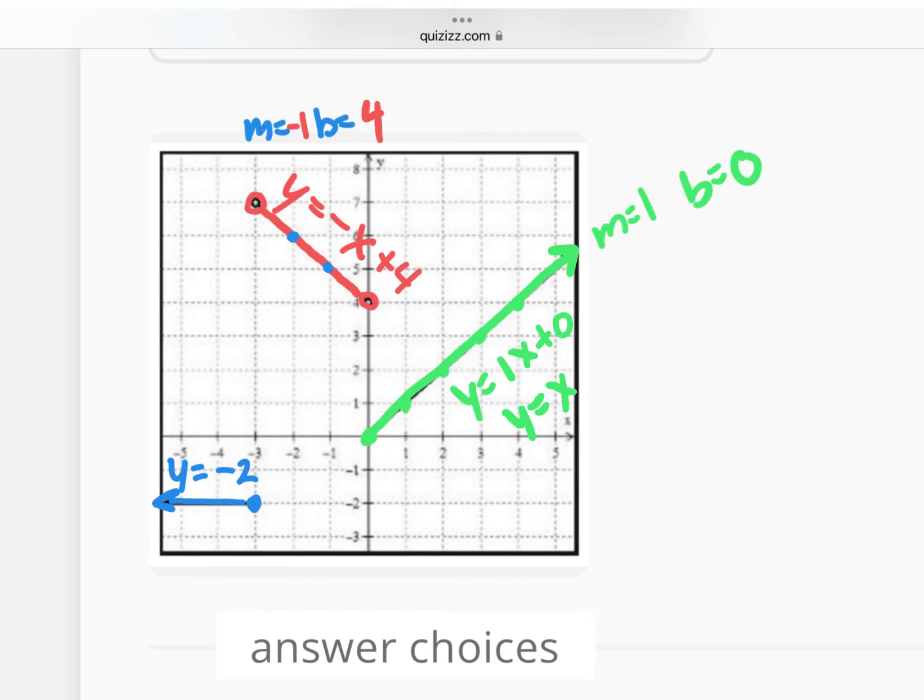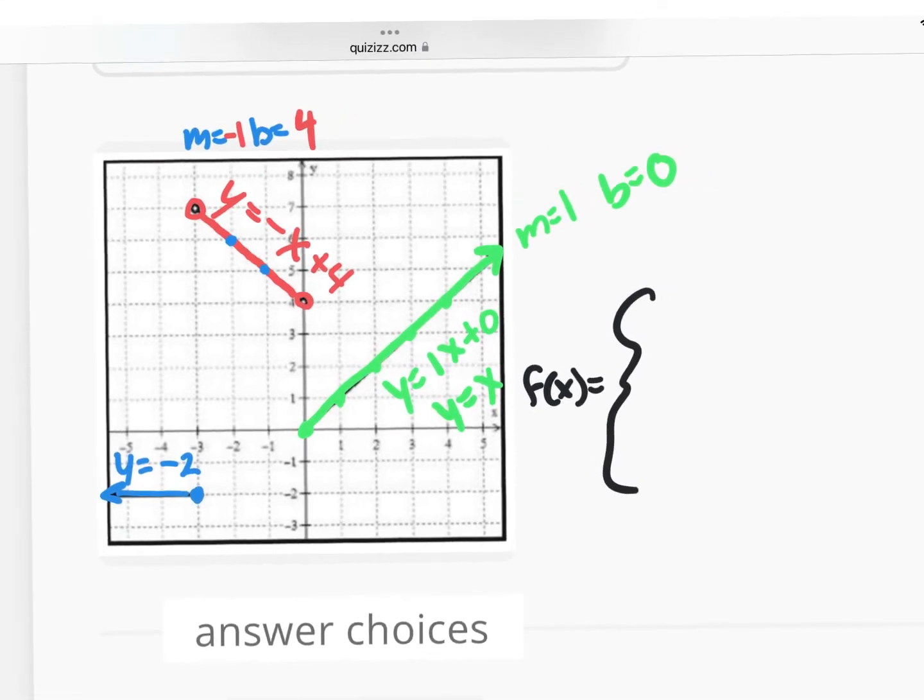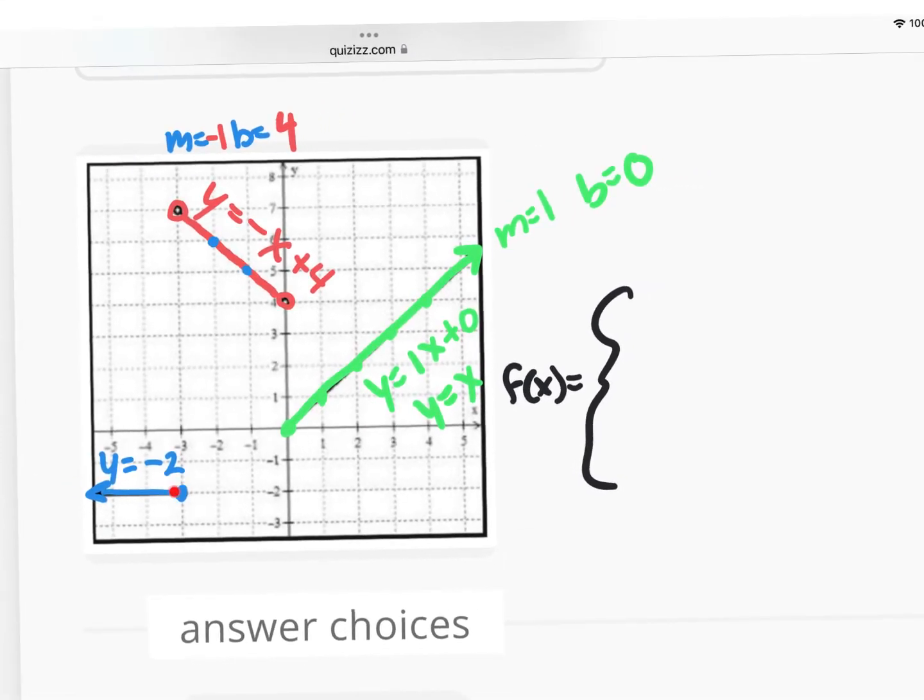Anyway, we have our 3 equations, and all we need to do now is write it in the form of a piecewise function. f of x equals, put this bracket, and let's begin. From left to right, we have this blue one, and it says y equals -2. So that's the equation of this blue line. I'm just going to put my -2 up here. Now, what is the condition? Obviously, you don't have the whole line.